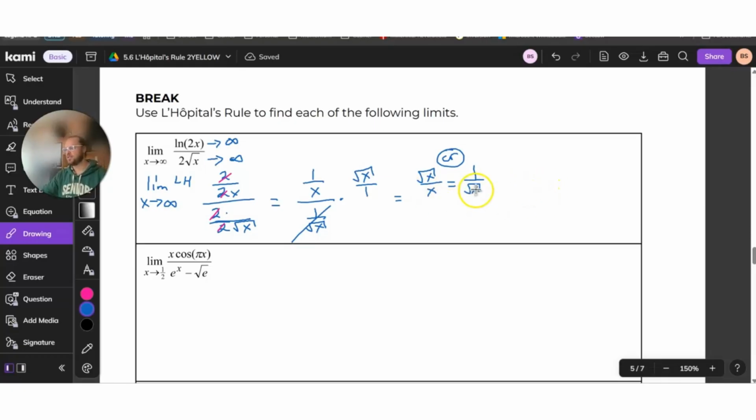And remember, we're taking the limit of this thing. So the limit as x approaches infinity of 1 over square root of x equals 1 over infinity, which is 0. We have to put L'Hopital. I technically already did, but yeah, we could put it again over here. Amazing. All right, next one.